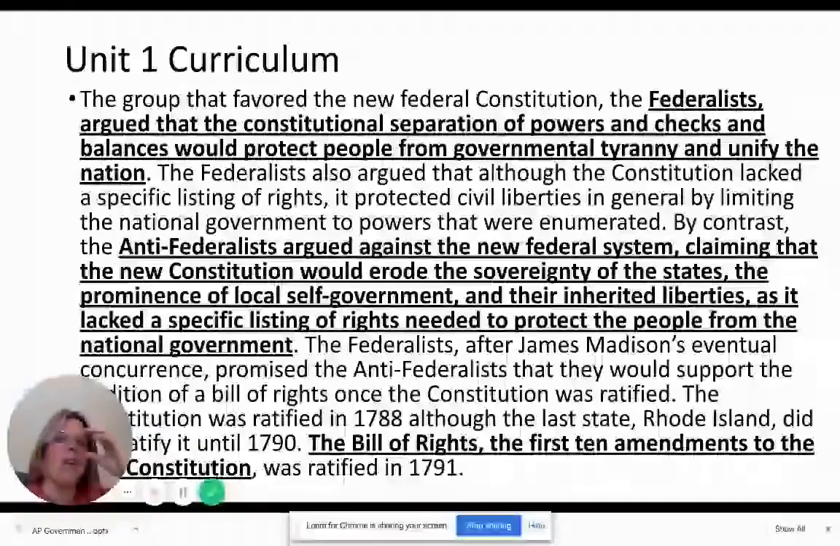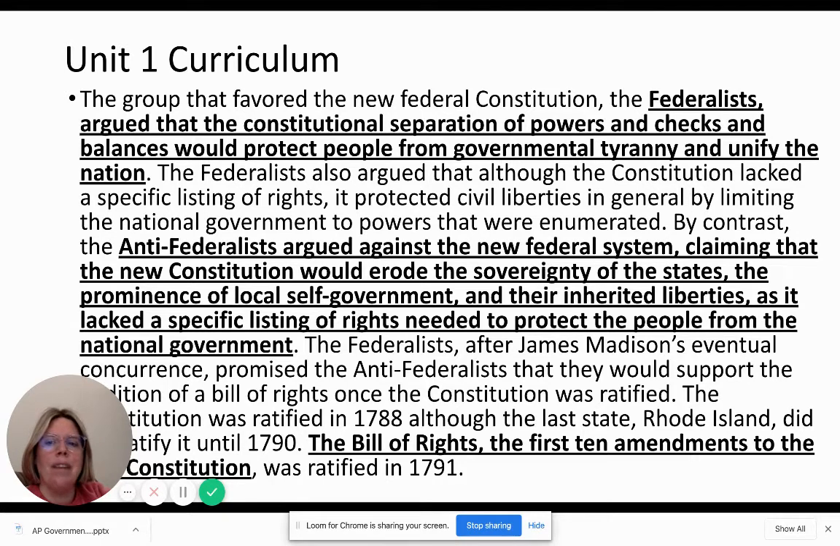So basically, the Federalists are like, look, we got this system, it's perfect, it's got separation of powers, it's got checks and balances, that's going to protect us from tyranny, and it's going to unite the nation. They said, yeah, we don't have a Bill of Rights, but we don't need it because the government's going to be so weak that it's not going to be a problem, and the states will still be pretty powerful. Plus, they were like, don't worry, the states are going to protect people's rights, so it's fine. But the Anti-Federalists didn't feel that way.